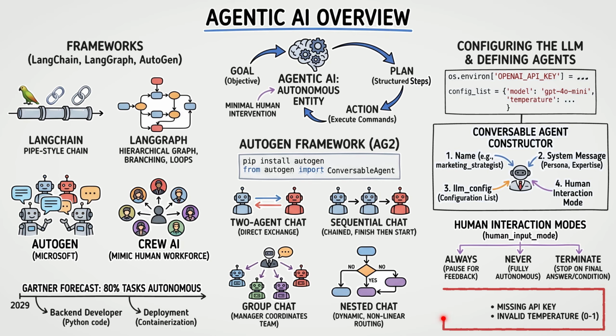Before you start building, beware of common pitfalls like missing API keys, omitting your config list, or setting an invalid temperature. The ultimate takeaway here is that by combining a clear goal with structured LLM configurations, we can build specialized autonomous entities that coordinate to solve complex problems without constant human handholding. Now, speaking of those configuration settings, let's look at exactly how the temperature parameter influences the randomness of models' choices.